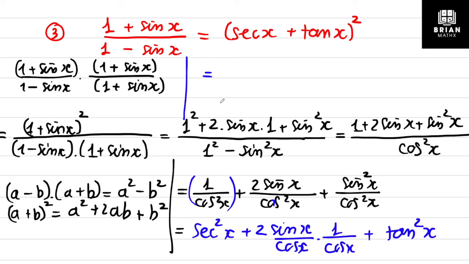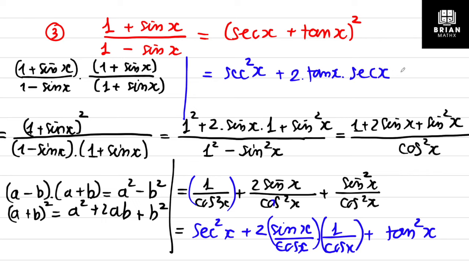So I will erase this to make blank space for writing more. And going on, I've got here sec square x. And this one, sine over cos, will be tan. This one, 1 over cos, will be sec. And the last one, you've got tan.